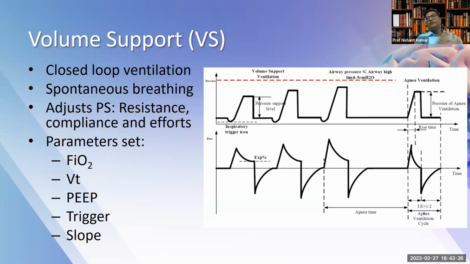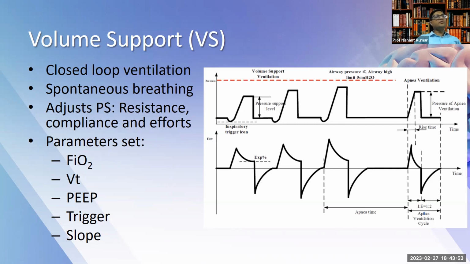Now coming to the weaning modes. Traditionally, pressure support is the most common mode used, in which we have to set the pressure, and the problem is that the volume keeps on changing depending on the lung compliance and resistance. Now, volume support is again a closed loop ventilation for spontaneously breathing patients.